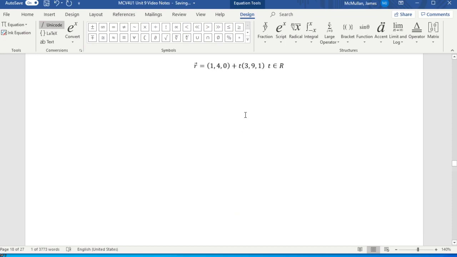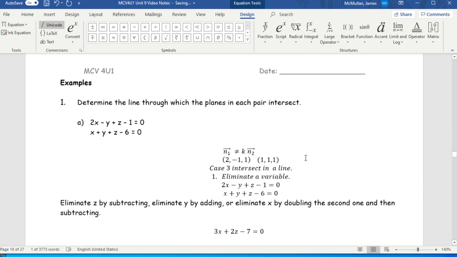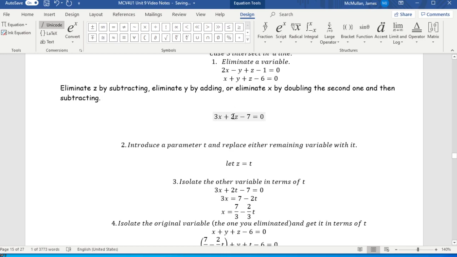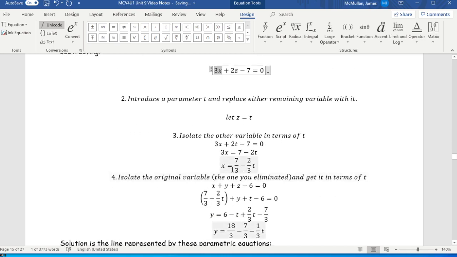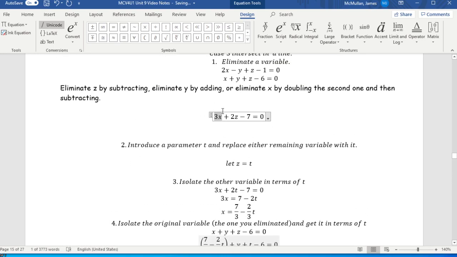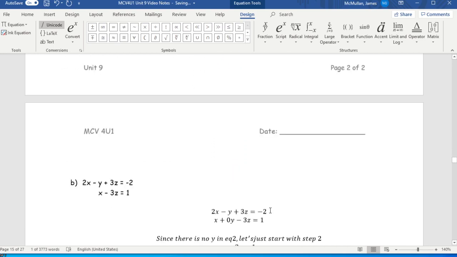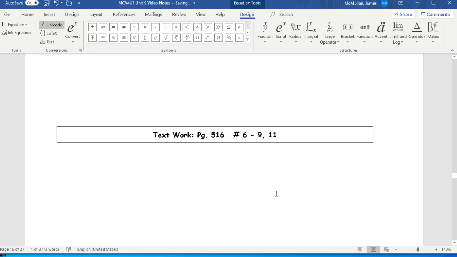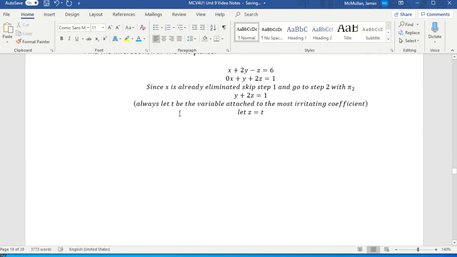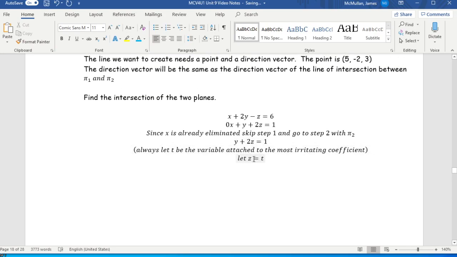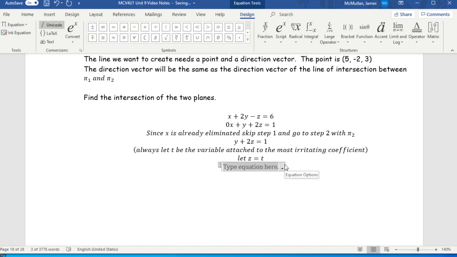If you go back up to the very first question I did, I let z be t. I should have let x be t, because when I picked z, I had to divide everything by 3. If I had picked x, I would have had to divide everything by 2, and I would have worked with 0.5, so it would have been easier for me. It doesn't matter, of course. Both of them are right. I say always let, like it's some rule. It's not a rule. It just makes it a bit easier. If you let the variable attached to the most irritating coefficient be t, then you'll find you don't need to divide by an irritating number. So let z equal t.